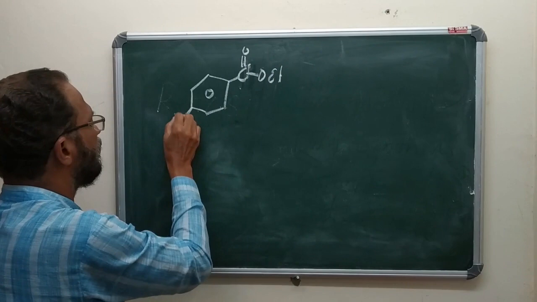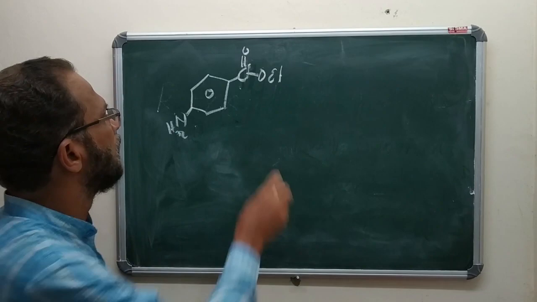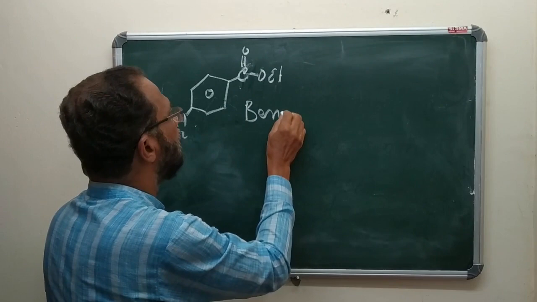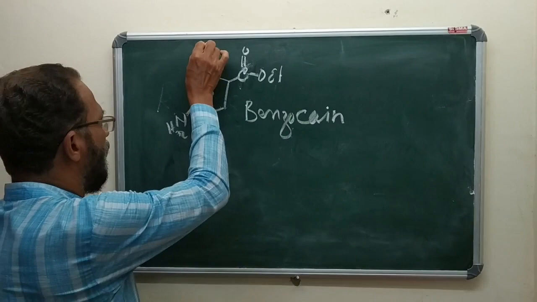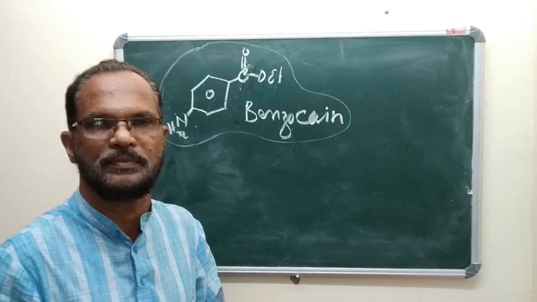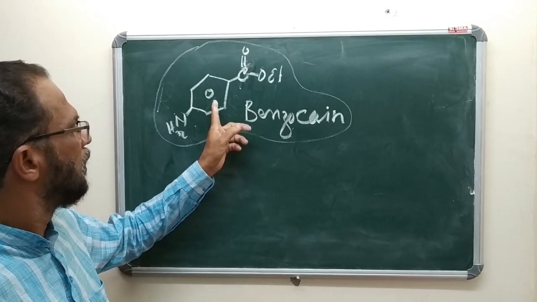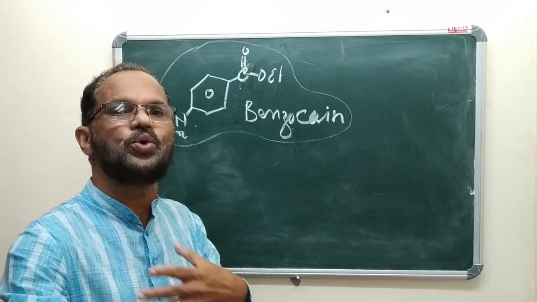This is a molecule. This molecule is what is called benzocaine. This is used as a local anesthetic. Then, how will you synthesize this molecule? Benzocaine, a local anesthetic. How will you synthesize it? The concept of retrosynthetic analysis will give you the correct starting material as well as the correct route for synthesizing this molecule.